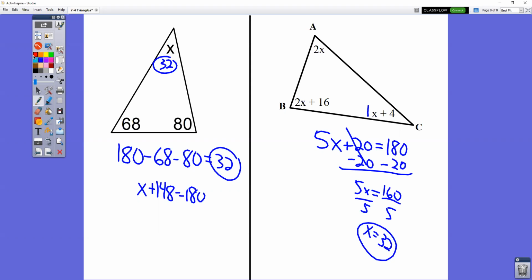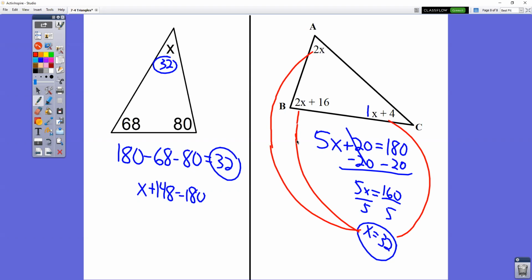Take that 32, sub it back in. So when we go to sub it back in, 2 times 32 is 64. 2 times 32 is 64, plus 16 is 80. 1 times 32 is 32, plus 4 is 36. Always make sure that your answers make sense. 64 plus 36 plus 80 does give you 180.